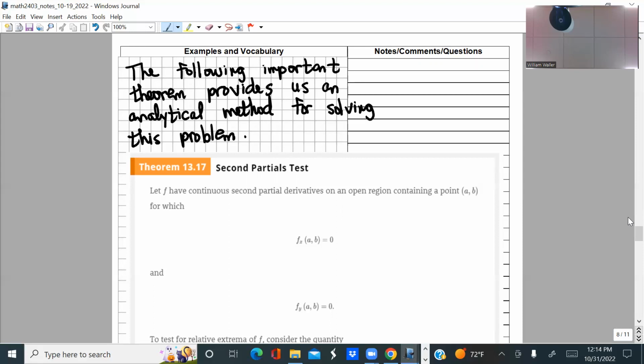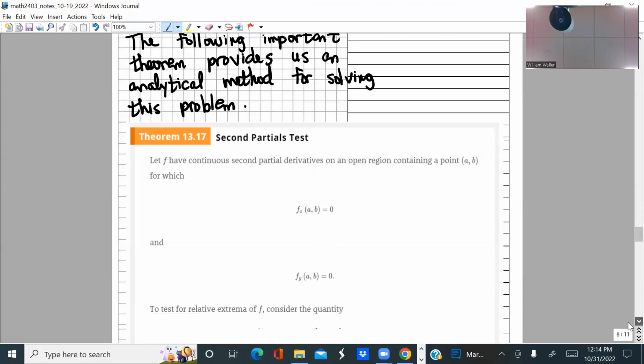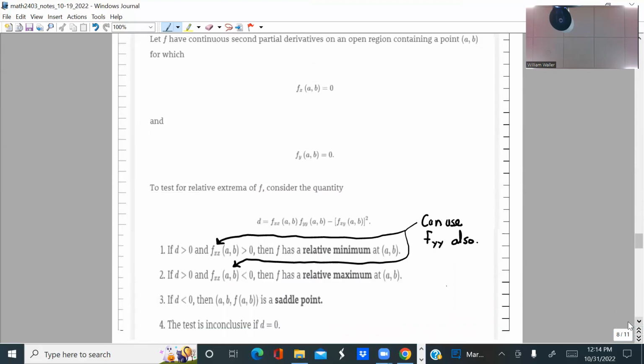The second partial test does have some conditions on it. It says the second partial derivatives have to be continuous, right? And it has to be the case that the first partial derivatives both are zero. So first partial derivatives have to be zero to apply this test. All right, so here's what we do.